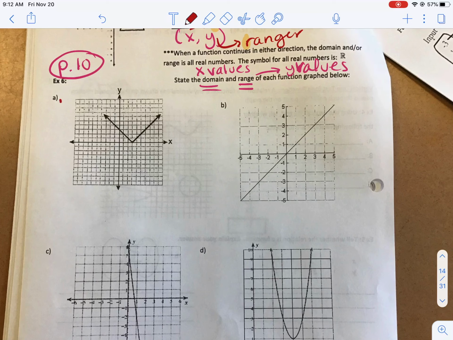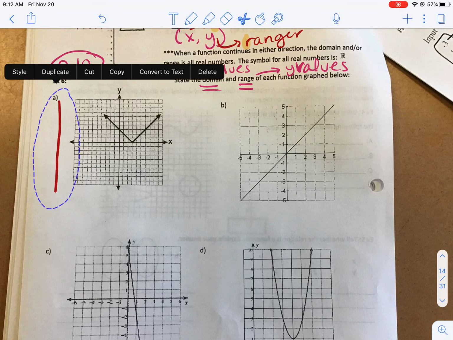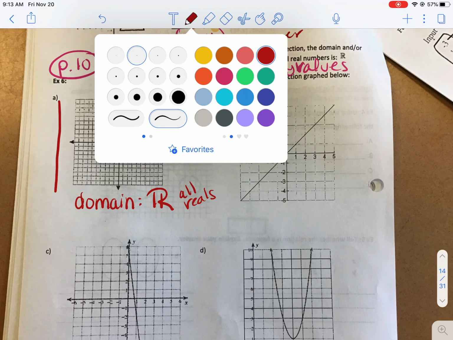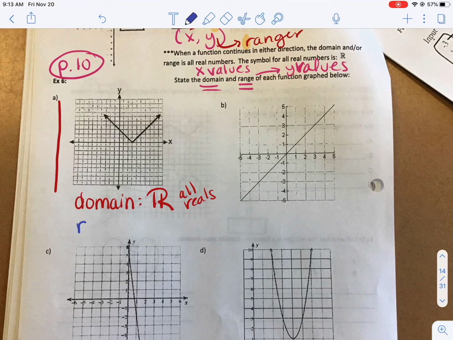The domain is when you look along the x-axis to see if there are any numbers that we have to stop at. So you notice here, guys, if I follow through how the arrows are going on forever in both directions, that means for our domain, the answer is every possible thing we could think of, which is this fancy R, which means all real numbers. Okay? Now for the range, this is a little bit different.